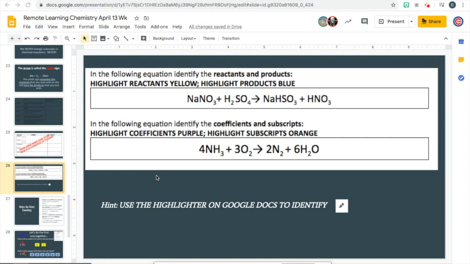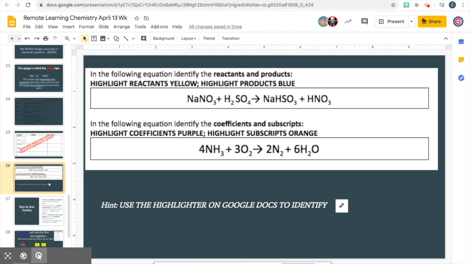All right, guys, so moving right along, we are now on the very bottom portion of the first page. So it should look something like this. You should have two boxes with two chemical equations. What I want you guys to do here is to just identify the reactants and products in this first box. And then for the second box, I just want you guys to identify the coefficients and the subscripts.